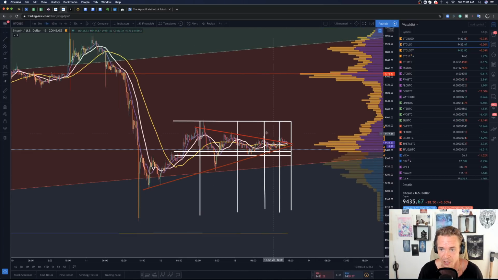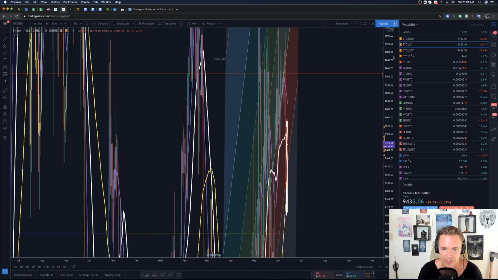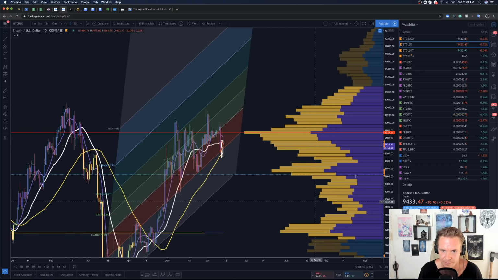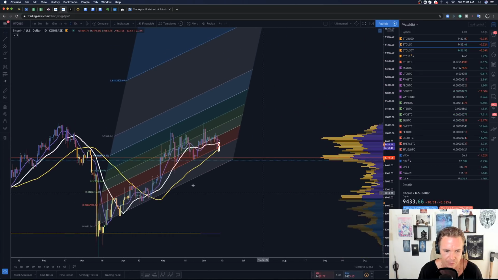But this is a very, very crucial area, because when we look at the daily, you can see this channel that we've been forming here for quite some time. Right at the bottom, the 236, but also is the 50 moving average on the daily at around 9,100. So this is a pretty critical area to close above 9,500 on the daily. Otherwise, we'll continue back down to around 8,500, 8,600 here.